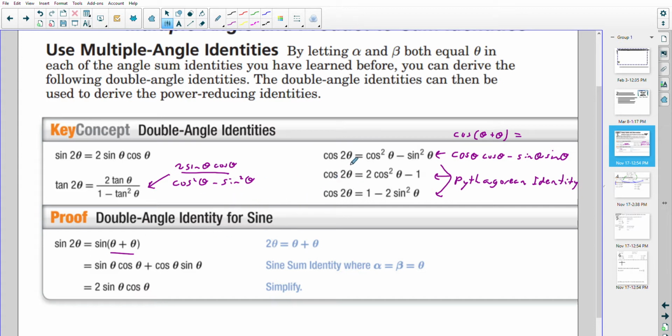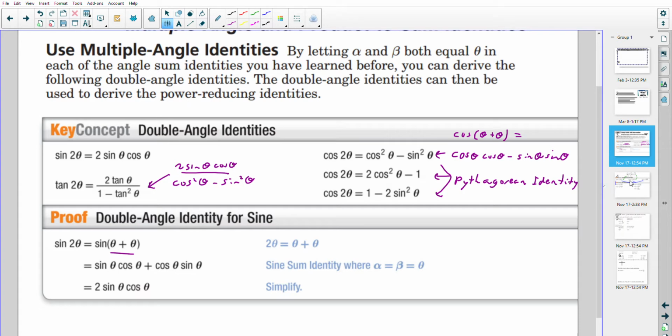One last thing, to get the double angle formula for tangent, basically you're putting sine 2 theta over cosine 2 theta, and then dividing top and bottom by cosine squared, and you'd end up with this.